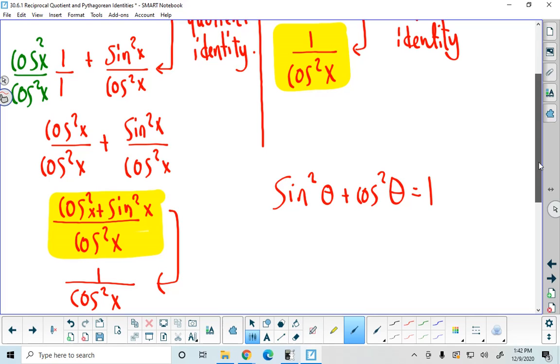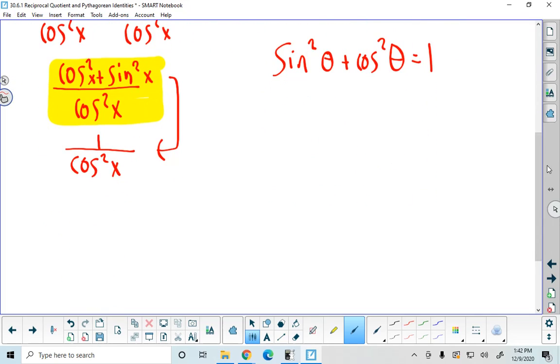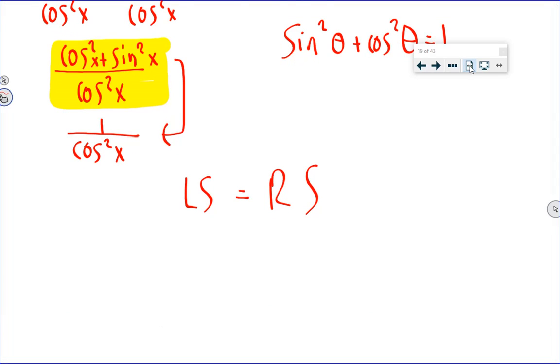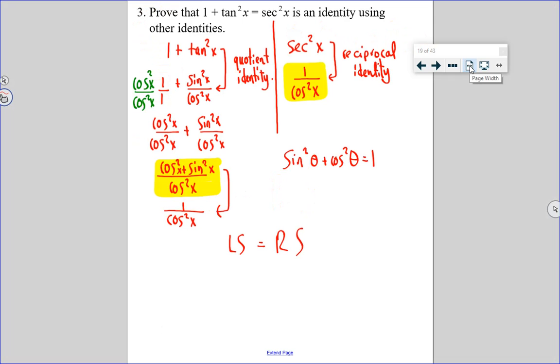That's all we're doing. And now what you do at the end, this is really weird, but you have to do this. At the end, now you write left side equals right side. That's a proof. There's a lot to take in there. If we take a look at all of the work, we did a fair amount of work. Does anybody have any questions with example 3?